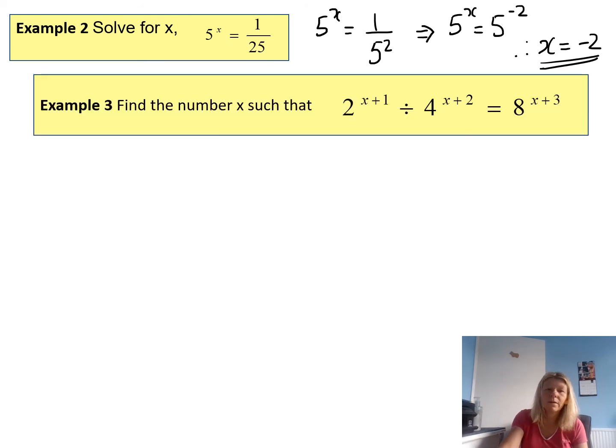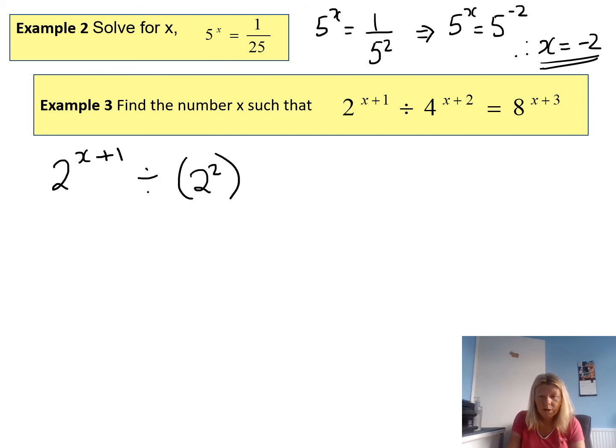Easy, that one. Right, example 3, not so easy. Probably one or two ways to attempt it, but we'll go for it using our laws of indices. Anybody who knows about logs will know something else, but anyway. So this time I'm going to keep the bases the same. Remember, we can't divide if the bases aren't the same. So we need to write this as 2 to the power x plus 1. I need this to be a 2, so I'm going to have to write it as 2 squared to the power x plus 2.